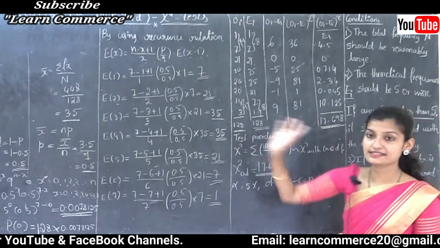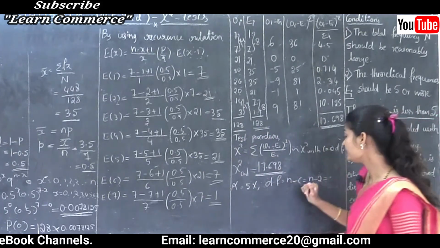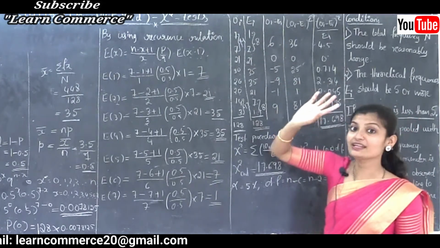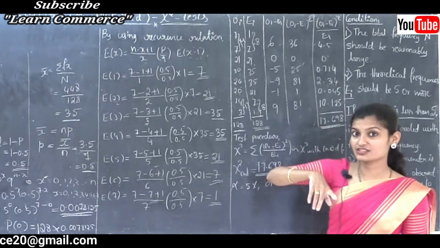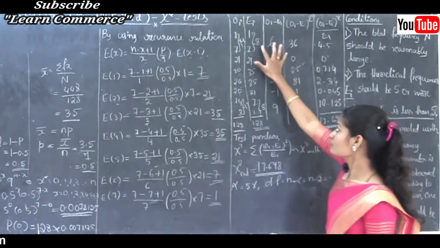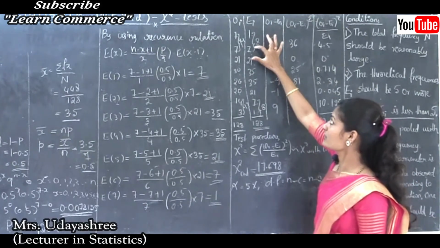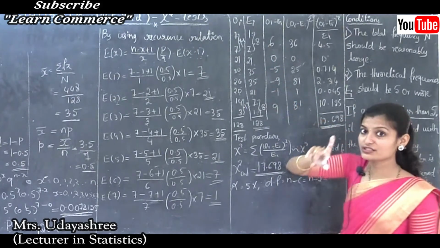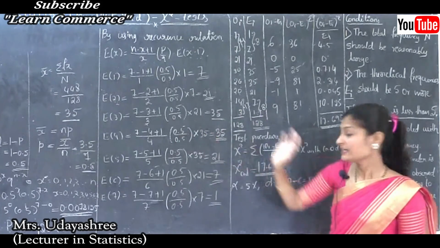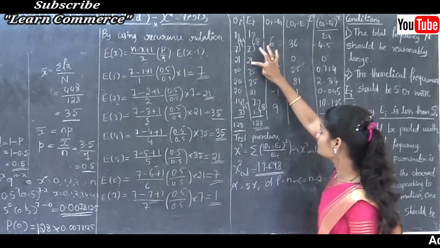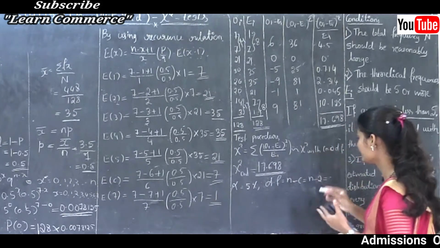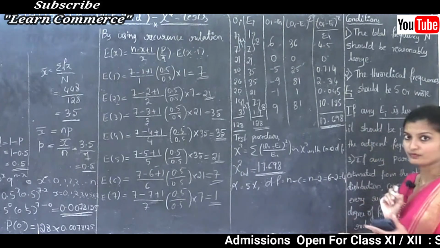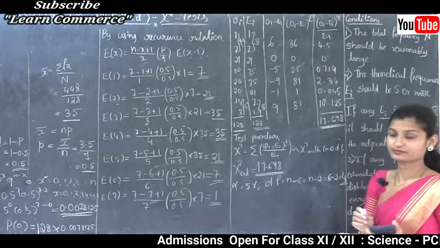See here, what is n? Don't take n as 7, here 7 is not n. n is the number of observations, so count them: 1, 2, 3, 4, 5 and 6. I hope you understood. Here n is 6, so 6 minus 2 is 4. So the degrees of freedom is 4.